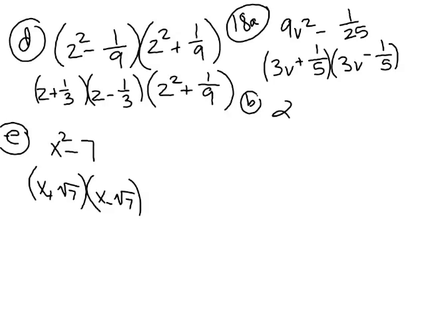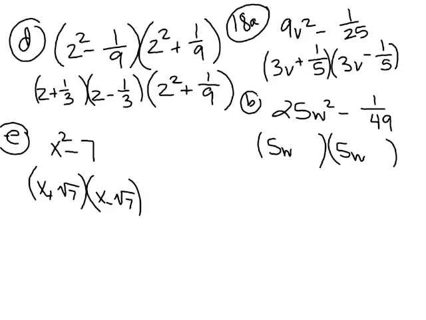18b is 25w squared minus 1 over 49. So 25w squared, take the square root. 5w. And the square root of 1, 1, square root of 49, 7. One positive, one negative, middle terms cancel.